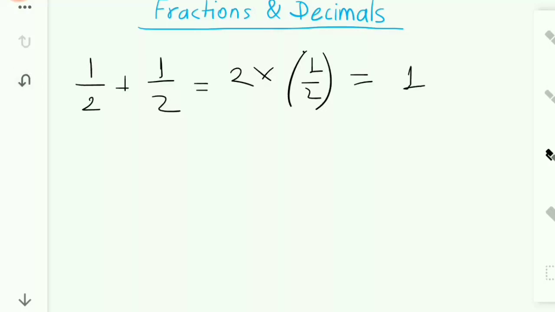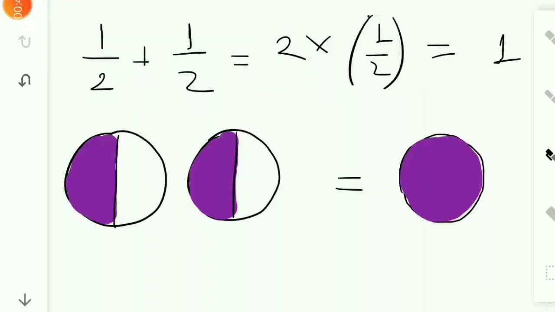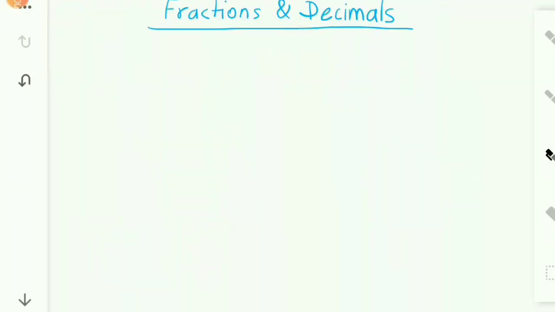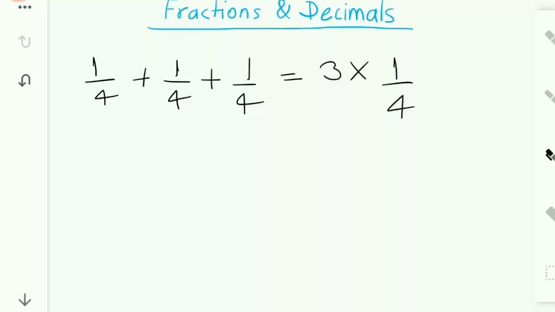Now, how to represent this diagrammatically? Two circles of same size, I have cut them into half, and this is half plus half equal to 2 into half equal to 1. Let's look at another example. 1 by 4 plus 1 by 4 plus 1 by 4. This is added 3 times. 3 into 1 by 4 is equal to 3 by 4.